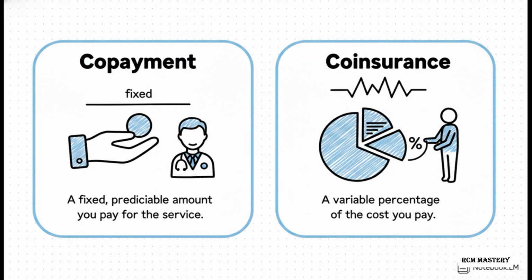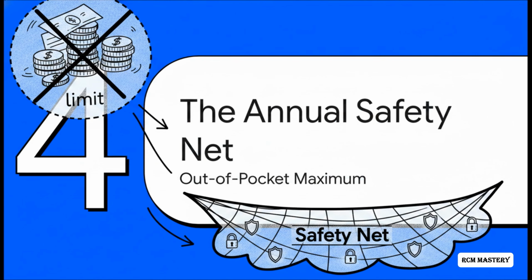So to boil it down to the main difference, a copayment is a flat fee. It's predictable. Coinsurance, on the other hand, is a percentage, which means it's variable. Some plans use one or the other, and some actually use both for different kinds of services. All right, with all these different costs piling up, deductibles, copays, coinsurance, you're probably wondering, is there a limit? Well, yes, there is, and it's a really important one.